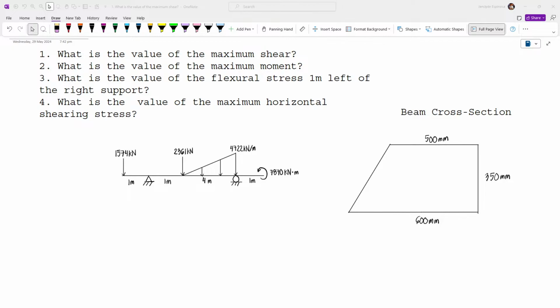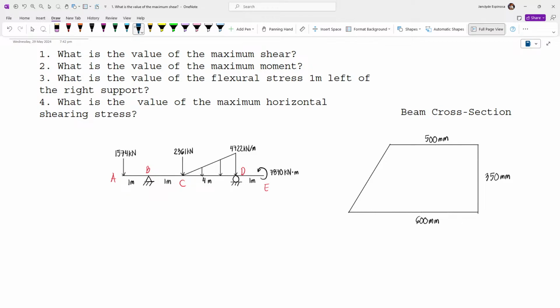So first, let's solve the reactions. Please double check if the loads are correct. Let's label the points. This is point A, point B. Just change the color. Point A, B, C, D, and E.